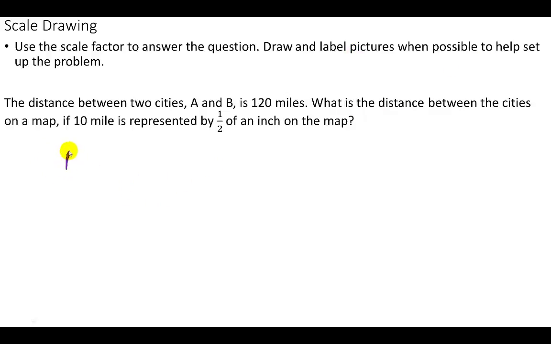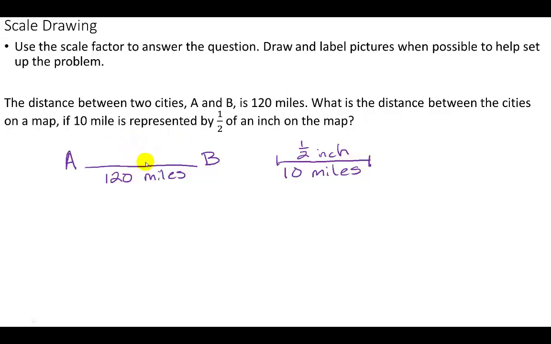So I'm going to just note that we have a city A, and some distance away we have city B. Now, they are 120 miles apart, so I will note that. They are actually 120 miles apart. What is the distance between the cities on the map if 10 miles is represented by half of an inch? So we know that we have 10 miles, and that is the same as on the map, 1/2 of an inch.